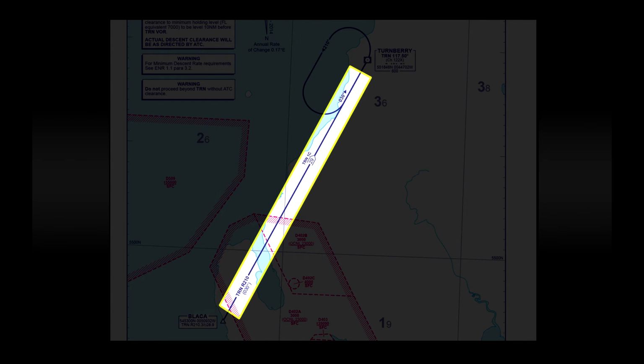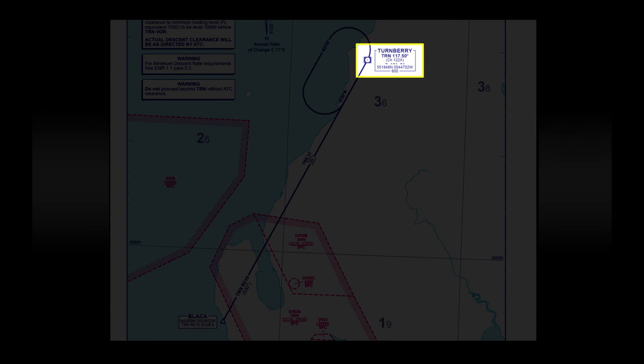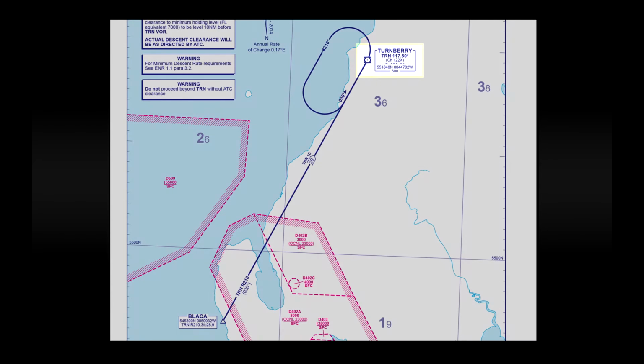Then it's a very simple route. The pilot will need to fly a radial of 210 degrees to fly up to Turnberry, or alternatively fly an inbound radial of 030 degrees to the VOR. And then the star ends at the Turnberry VOR. You can see that there is also a holding pattern there in case the pilot or ATC needs the plane to hold position for any reason.